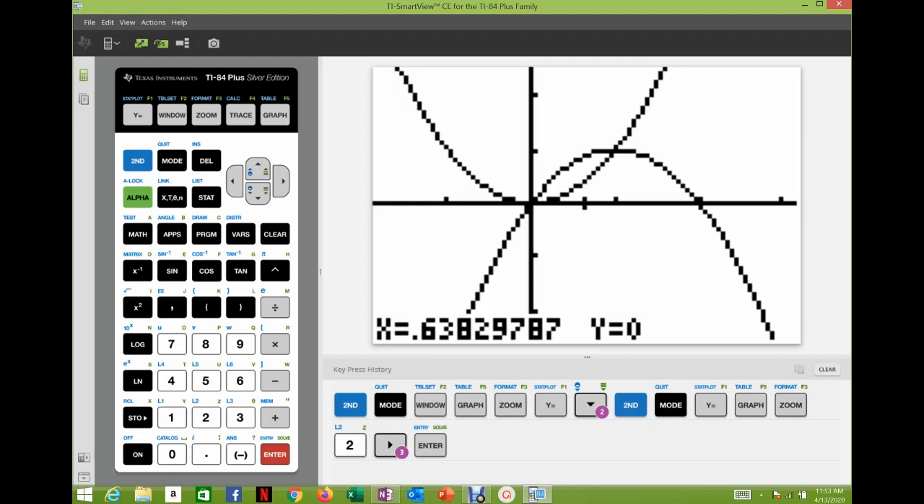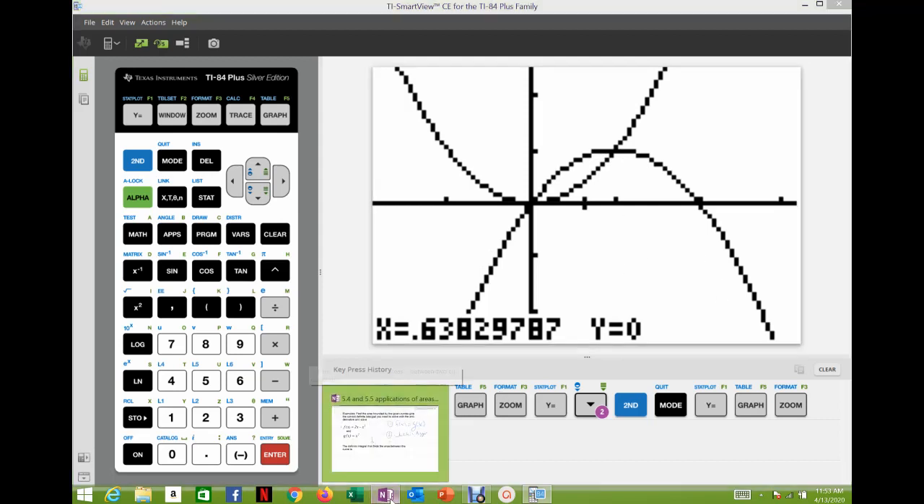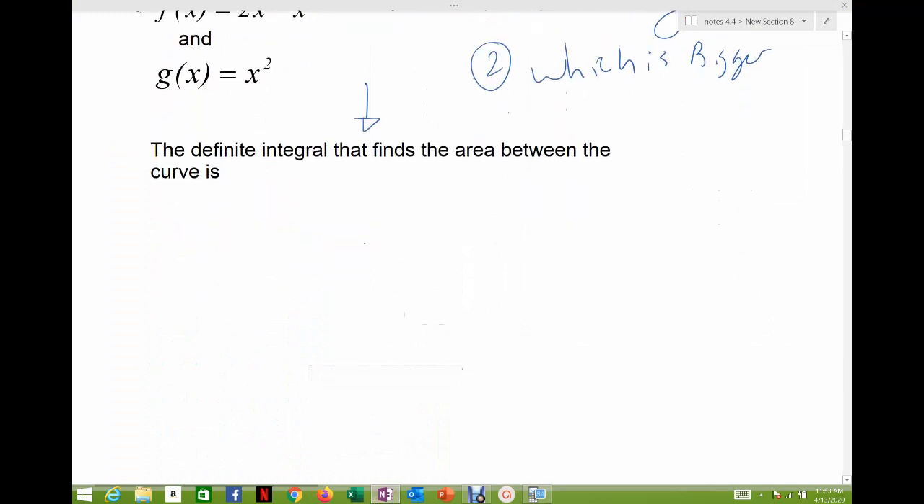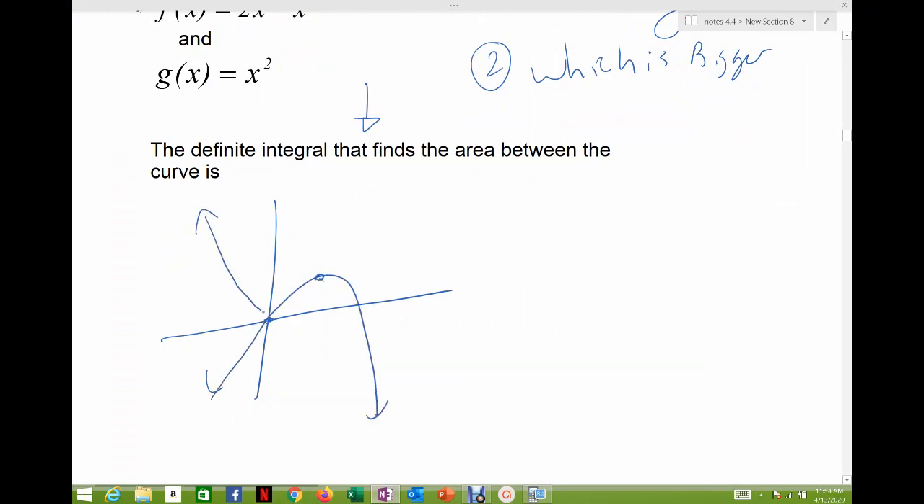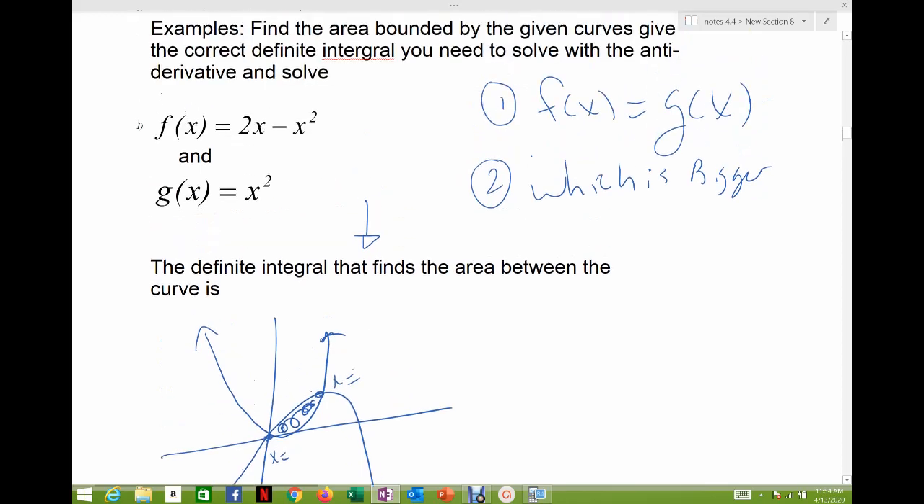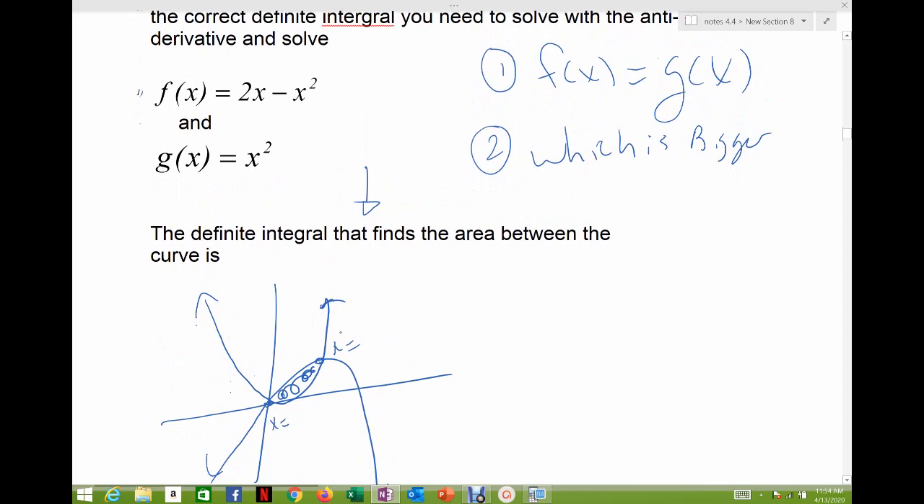Alright, and so there's my two functions. There's my graph, and there's the area we're looking for. So if I go back and draw this, the area we're looking for is this area here, right? And so I need to figure out what that x value is and what that x value is, right? Where are they equal? Where do they intersect? That's step one.